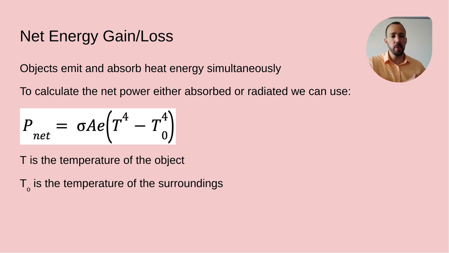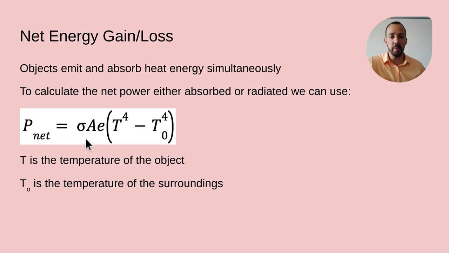Now, objects don't just radiate energy, they also absorb energy. For some objects, they might take in more than they radiate. That's if their surroundings are warmer. And if the surroundings are cooler, you would tend to radiate more than you would absorb. But we can calculate the net amount of energy gain or loss based again off of this equation. So the net amount of energy that an object either gains thermally or is going to lose thermally is given by this equation.